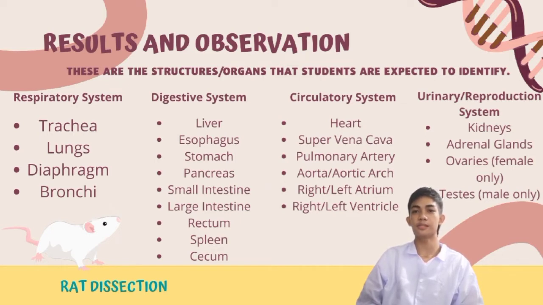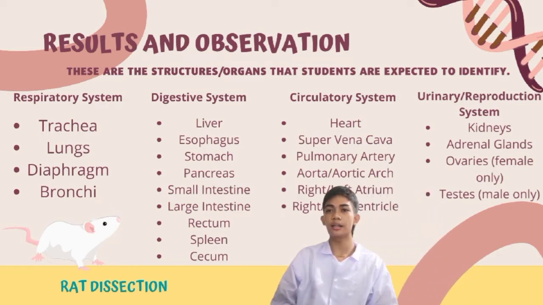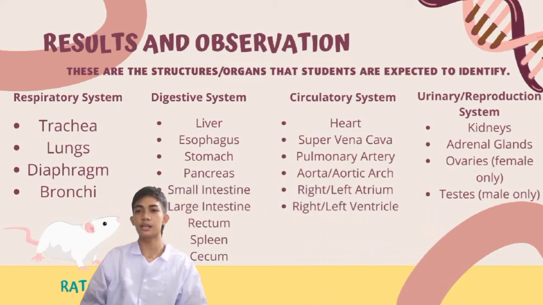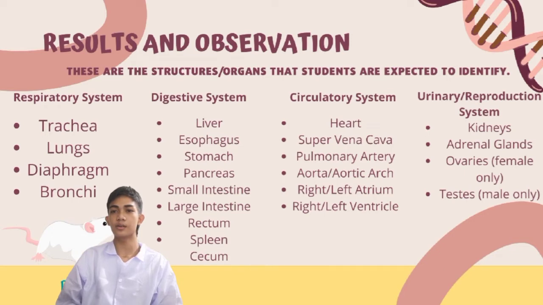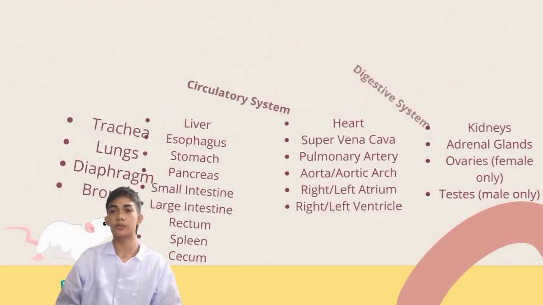And for the digestive system, we have liver, esophagus, stomach, pancreas, small intestine, large intestine, rectum, spleen, and cecum. For the circulatory system, we have heart, superior vena cava, pulmonary artery, aorta or aortic arch, right and left atrium, right and left ventricle. And lastly, for the urinary reproductive system, we have kidneys, adrenal glands, ovaries, female only, and testes for male only.